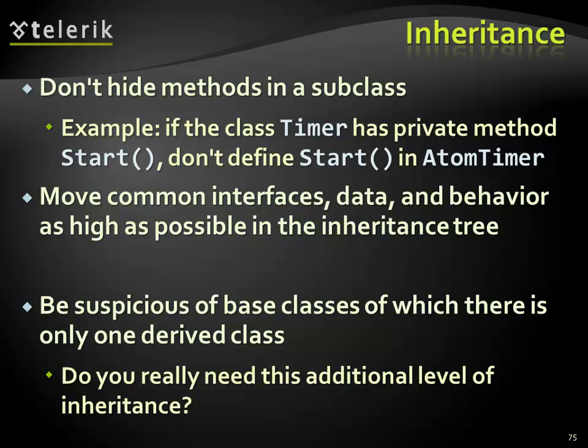Move common interfaces, data and behavior as high as possible in the inheritance tree. That maximizes the code reuse you're going to get. Be cautious with base classes of which there is only one derived class. Ask yourself, do you really need this additional level of inheritance? And if you don't need it, or if you're not expecting to need that in the future, just combine the two classes in a single class.